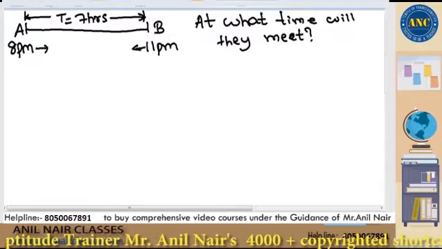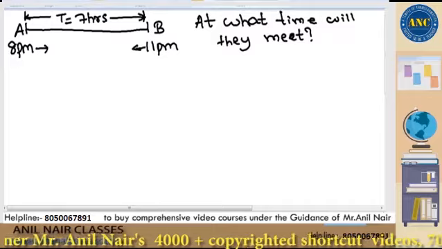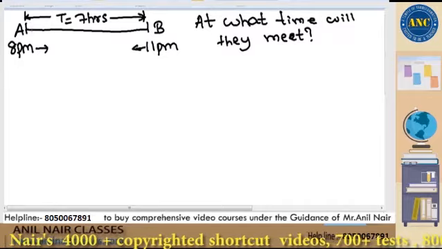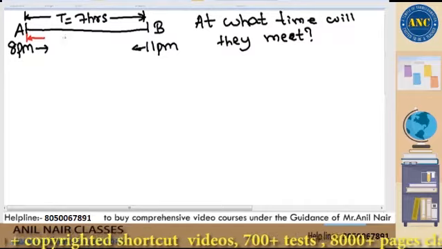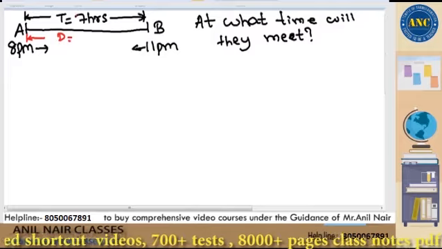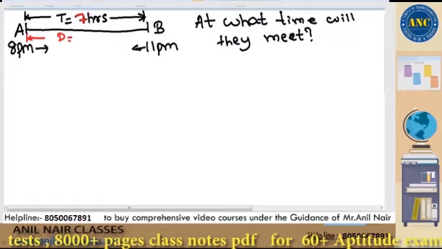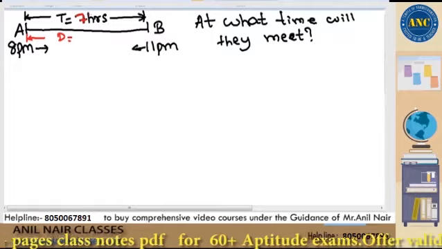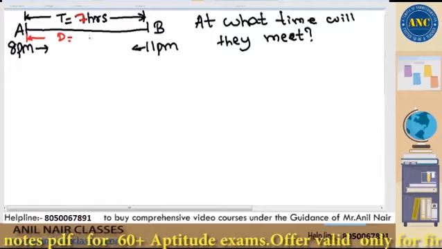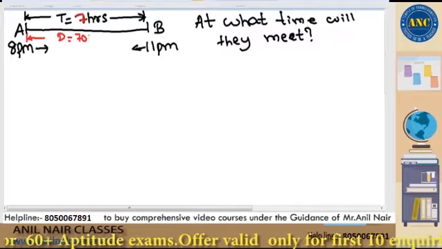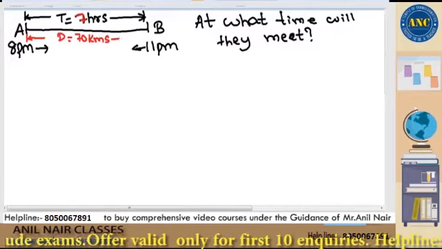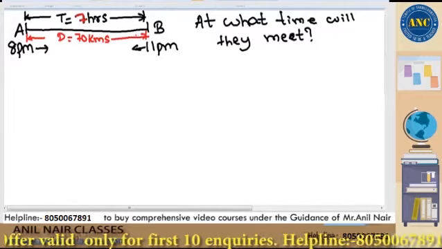At what time will they meet? Now, same logic, same analogy I will implement, sir. I know that the distance is constant, so I will assume the distance as some multiple of 7, because speed is distance by time, so the denominator will be 7. If I want to eliminate that 7, then I will definitely assume it as a multiple of 7. Suppose I take 70 kilometers.